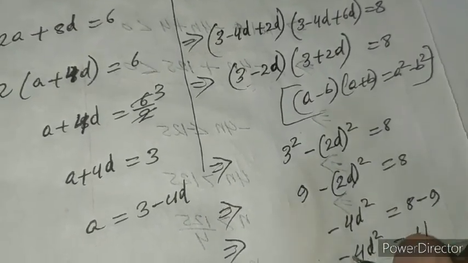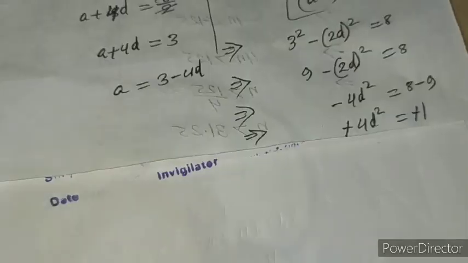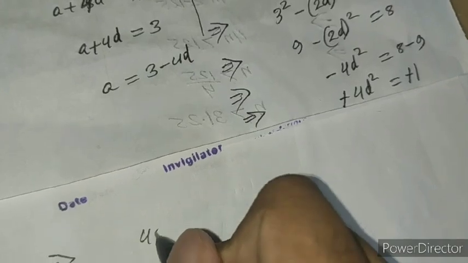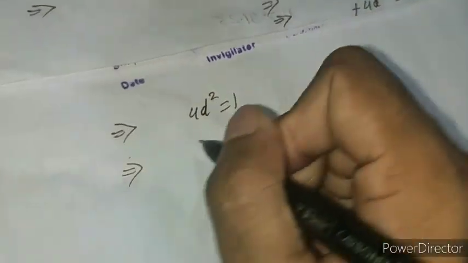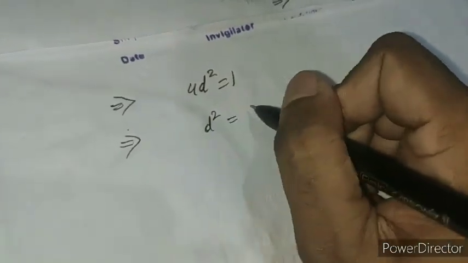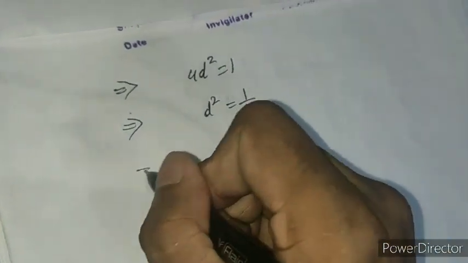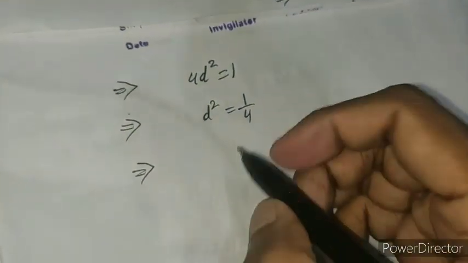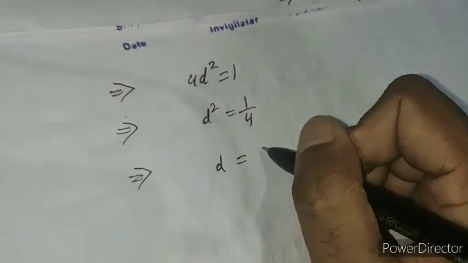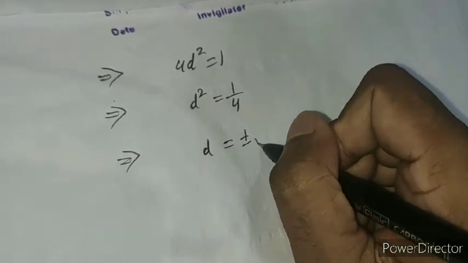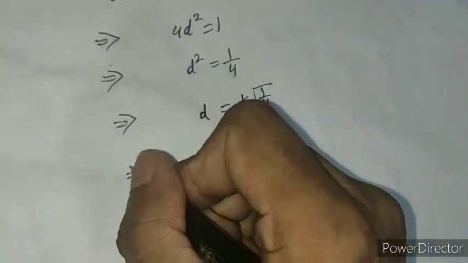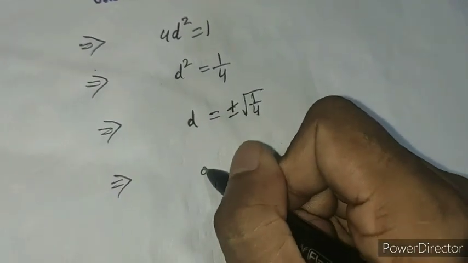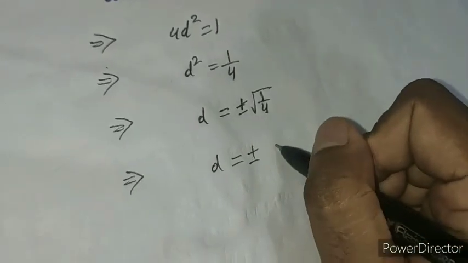This minus gets cancelled. After that, 4d square is equal to 1. Now divide both sides by 4. What do we get? 1 by 4. Now see, d is equal to plus minus root of 1 by 4, using square root properties. So d is equal to plus minus 1 by 2.